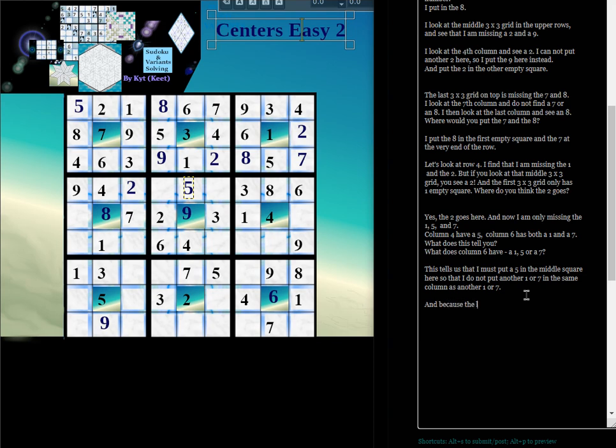And because column 6 has a 7, I know that the 1 goes here and the 7 goes in the other spot.